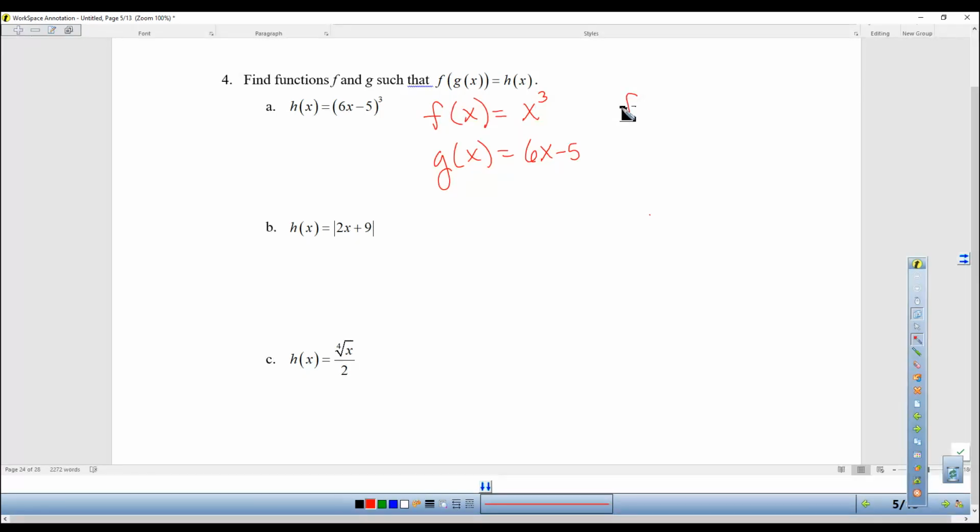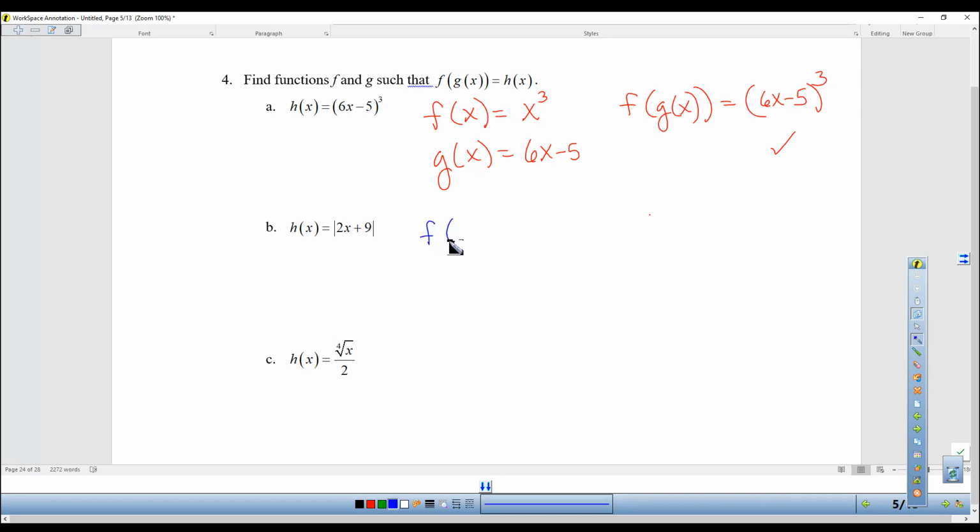Right? Let's talk about that. F of g of x is something cubed, right? Because f of x is x cubed. And then what goes in there? G of x. And g of x, I said, was 6x minus 5, so it checks. It definitely works. You should try the next two on your own.